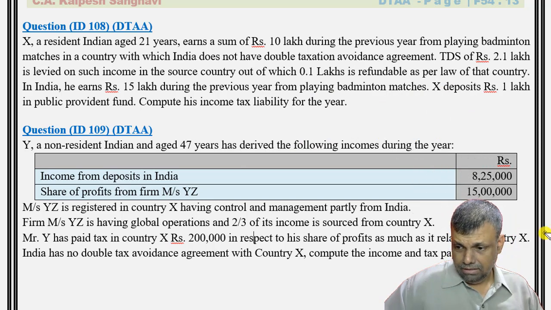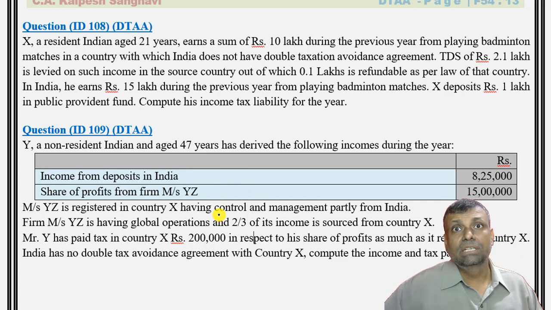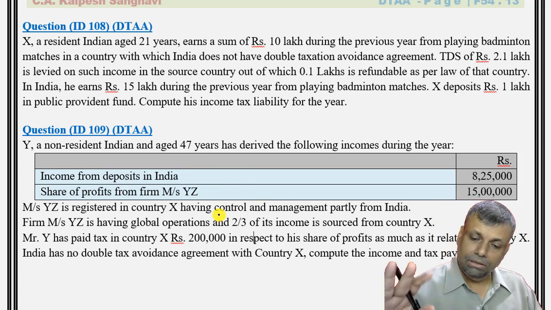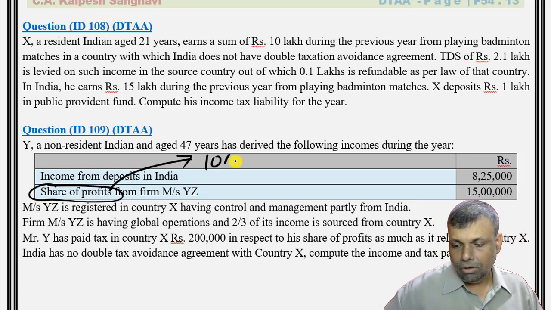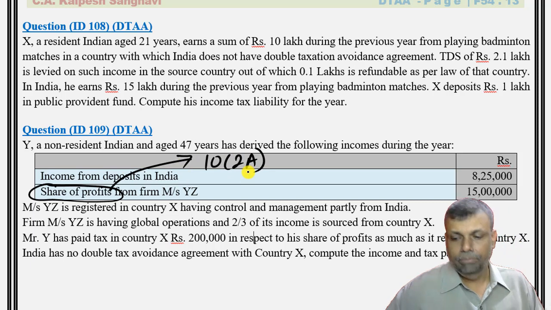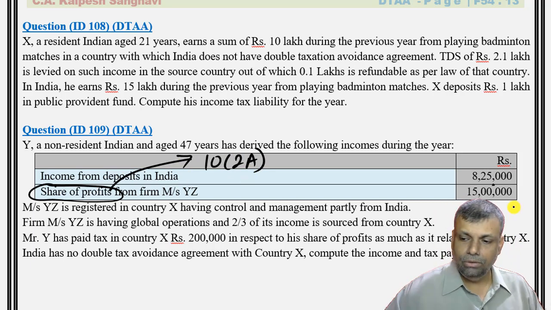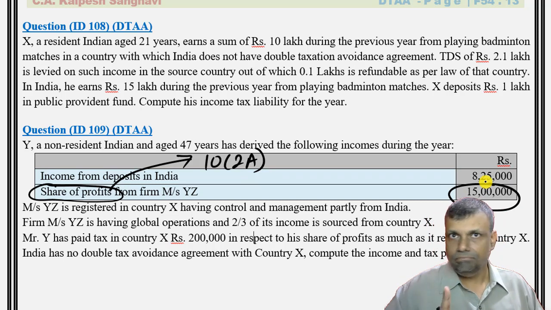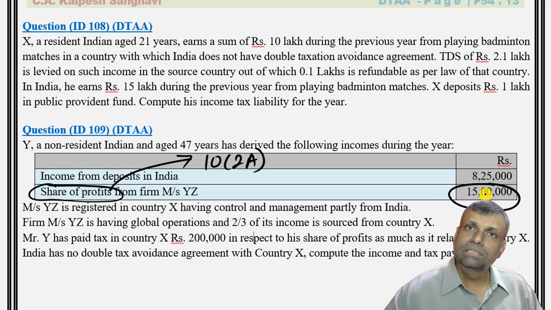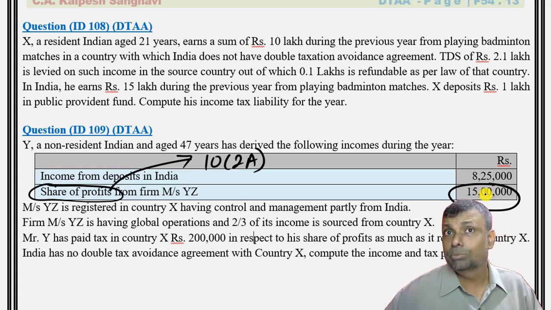In fact, if this confusion is not there, then it means that you haven't studied the taxation of firms also properly. Now remember this very carefully. The share of profits is normally exempt under section 10(2)(a). If it is exempt under section 10(2)(a), then why am I including this 15 lakhs for the purpose of calculation? If this 15 lakhs is exempt, then it is not doubly taxed. But then why am I including this 15 lakhs for the purpose of calculation and doing these section 91 adjustments?